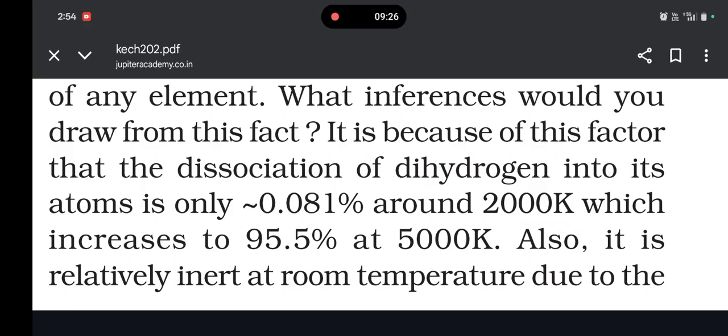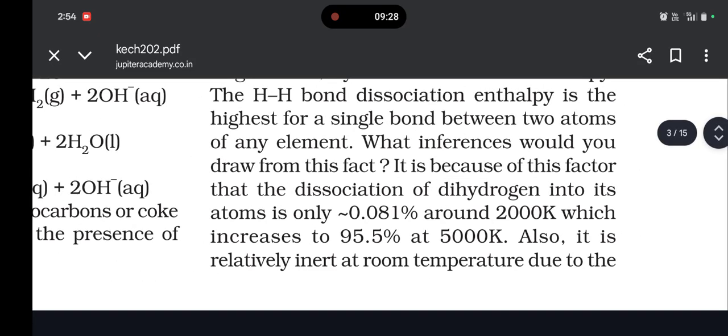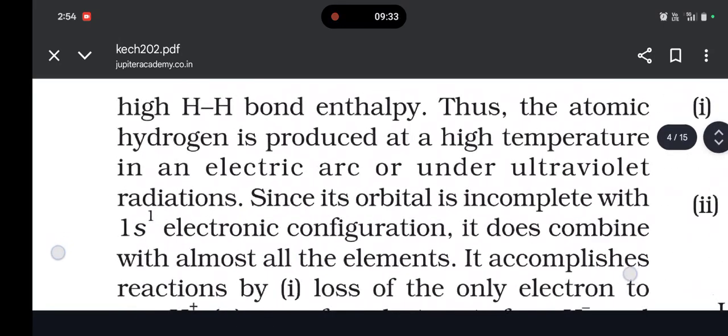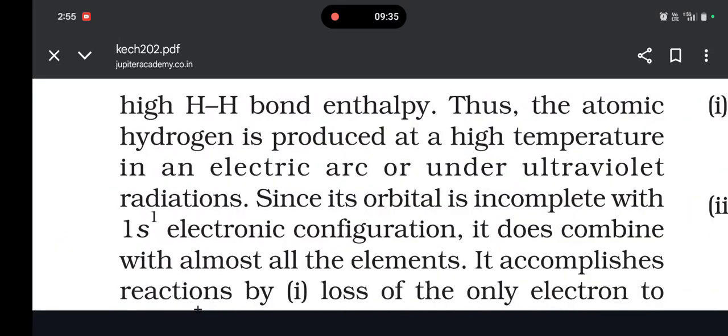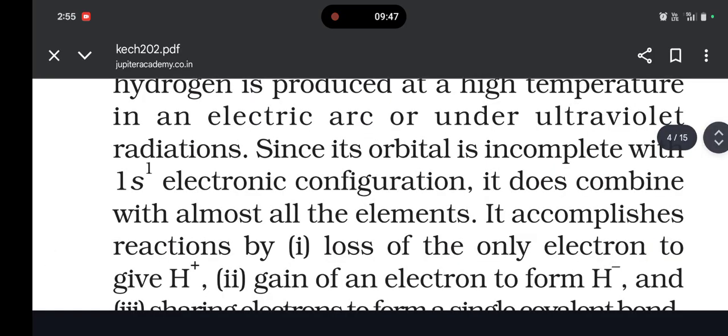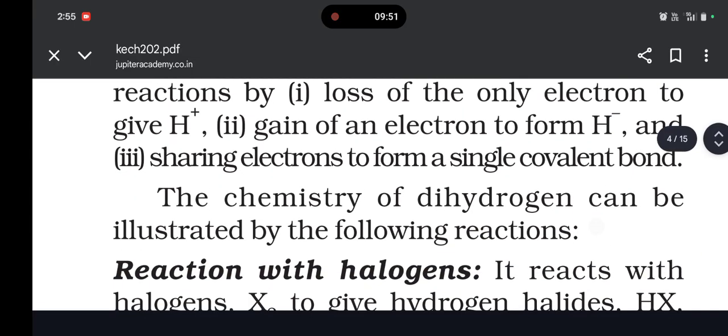Also, it is relatively inert at room temperature due to high H-H bond enthalpy. Thus, atomic hydrogen is produced at a high temperature in an electric arc or under ultraviolet radiations. Since its orbital is incomplete with 1s1 electronic configuration, it does combine with almost all the elements. It completes its orbital by loss of only one electron to give H+, gain of an electron to form H-, and sharing of electron to form a single covalent bond.